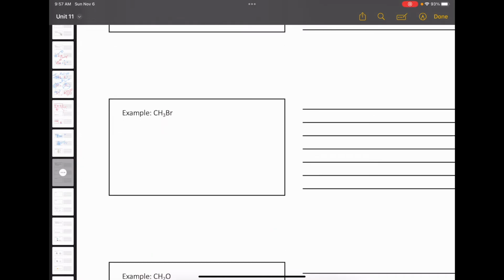Let's do some examples and start with CH3Br. First we need to determine our central atom, correct? Our central atom in this case is going to be the carbon, because like I said, in any chemical structure, if you see carbon, carbon is going to be your central atom all the time. That's a rule of thumb. So carbon is going to be in the center as my central atom. And then what else do I have? I have 3 hydrogens, so that makes it 1, 2, 3 hydrogens, and I have a bromine.